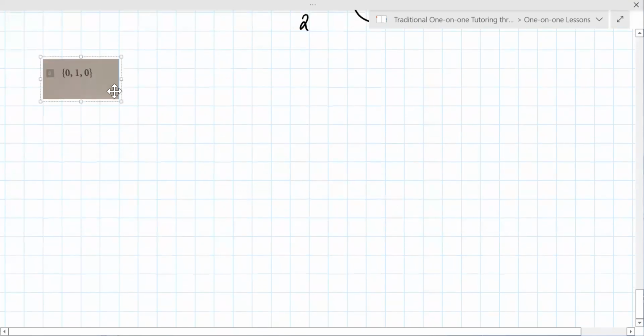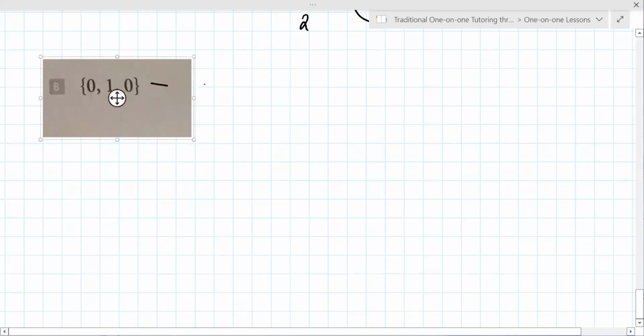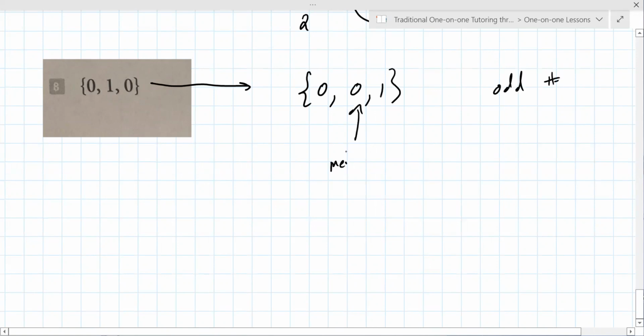Okay. So this one is not in order. So you need to reorder it. You say, okay, smallest 0 and then 1. And then because there's an odd number of numbers, the middle is 0. Yeah, that's your median right there.